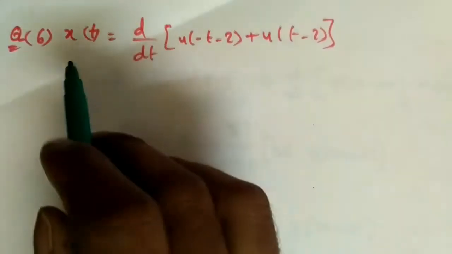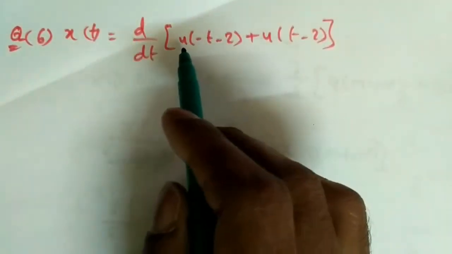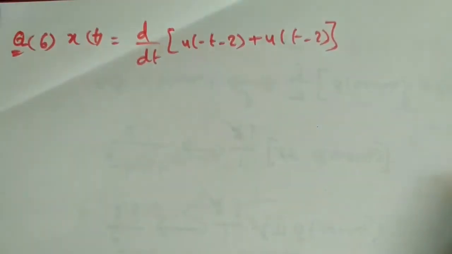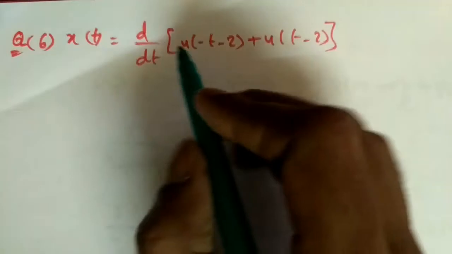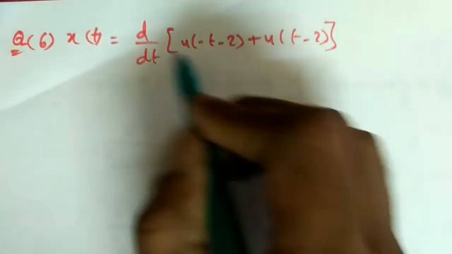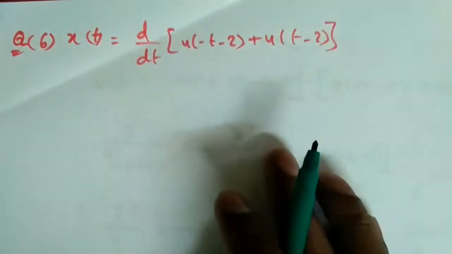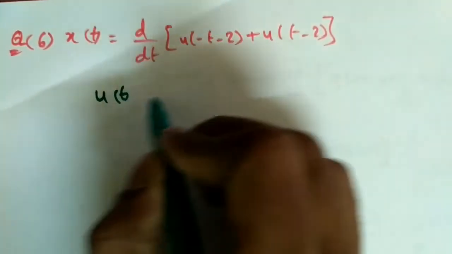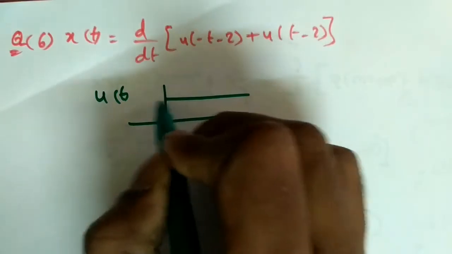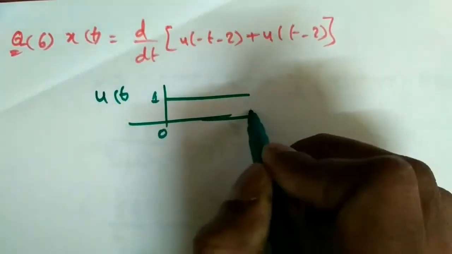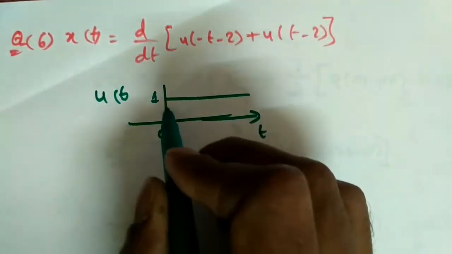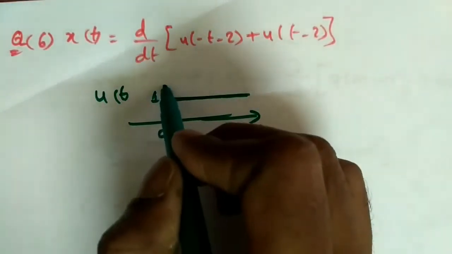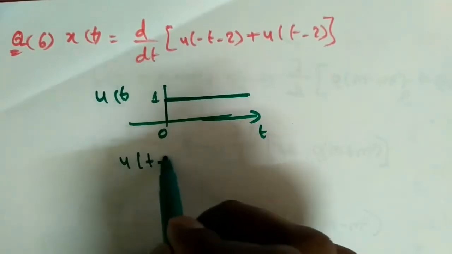Now we'll solve this one. That is question number 6. X of t is equal to d by dt of u of minus t minus 2 plus u of t minus 2. To solve this one, first we will draw this signal, then we will differentiate that signal, then we can find the transform, right? So what is the u of t signal? It is nothing but the step: for t greater than 0, the amplitude is 1. Now what is u of t minus 2?